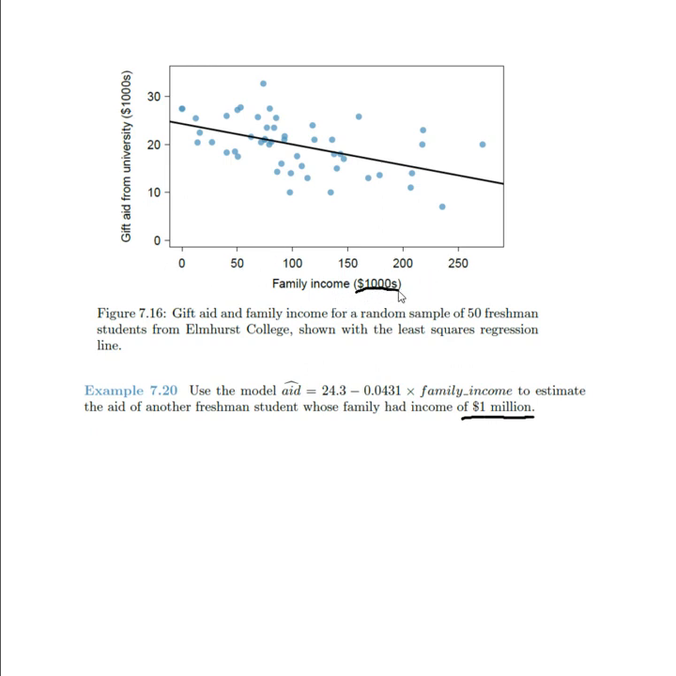but notice that we are dealing in thousands. 1 million is equal to 1,000 thousands. Now you might look and go, well, wait a minute, I don't even see 1,000 here, and you would be right. We would have to extend this graph all the way out, right? And if you do that, you would see that 1 million is way off the chart. So we would predict 0 gift aid off the chart.